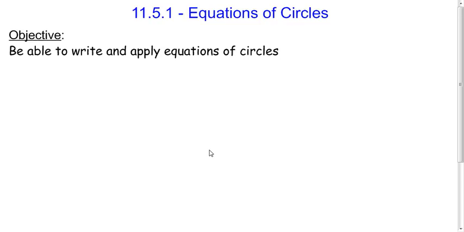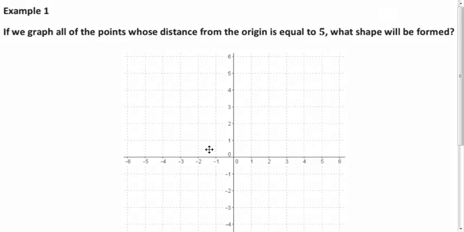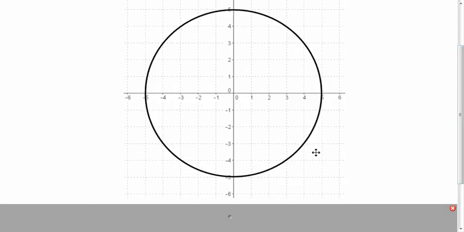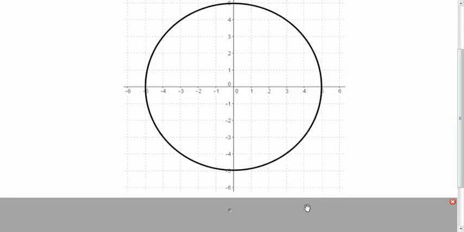Hello class, in this lesson we're going to learn about equations of circles. So what figure do we get if we draw all the points that have a distance of 5 from the origin? Well, we get a circle, right? A circle is the set of all points equidistant from a given point.